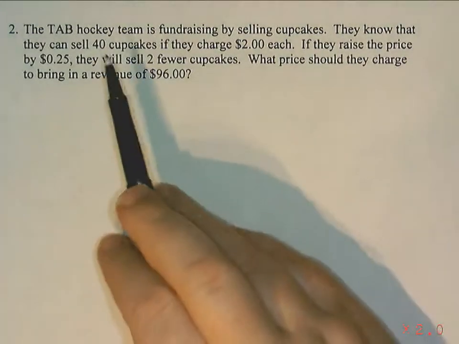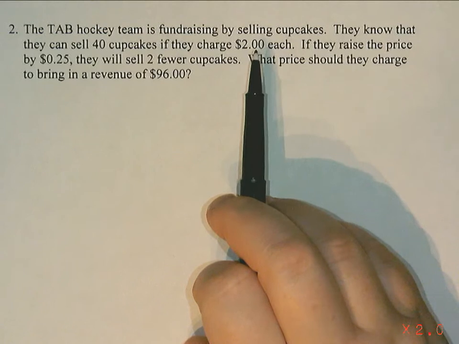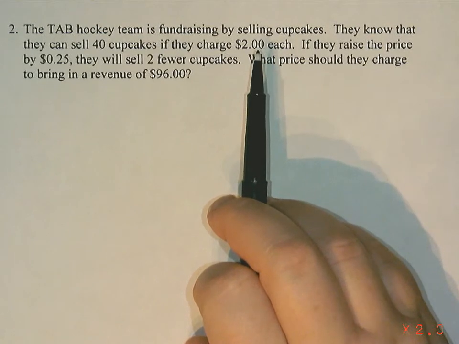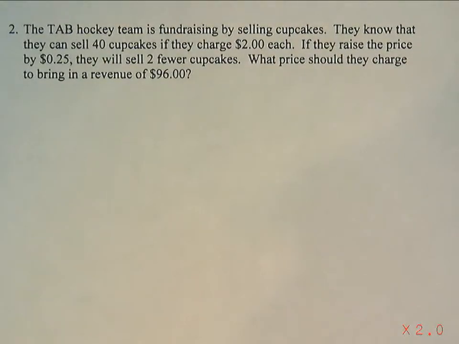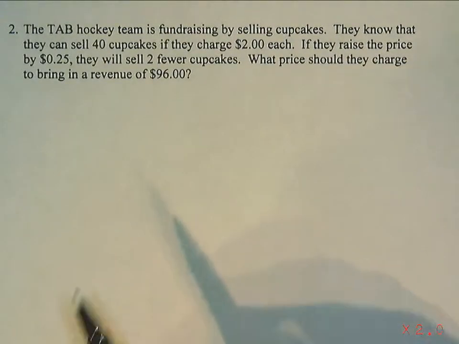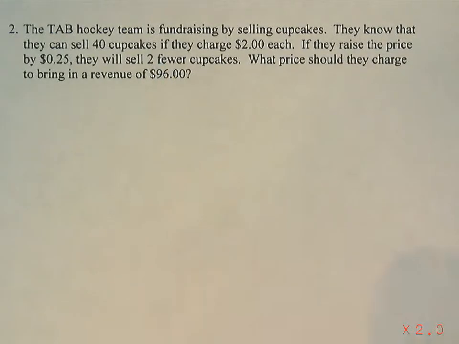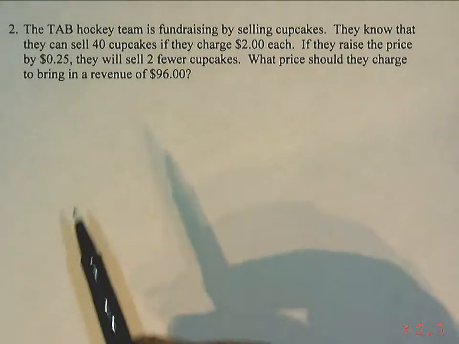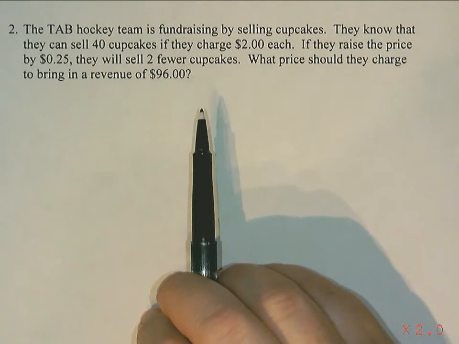So right now, if they sell 40 cupcakes for $2 each, 40 times 2 is $80, which means that sometimes raising and lowering the price can actually earn you more money. And it's a delicate balance between how many less you're going to sell and how much more you're going to charge. So these questions are a little bit different from some of the other ones that we've done.